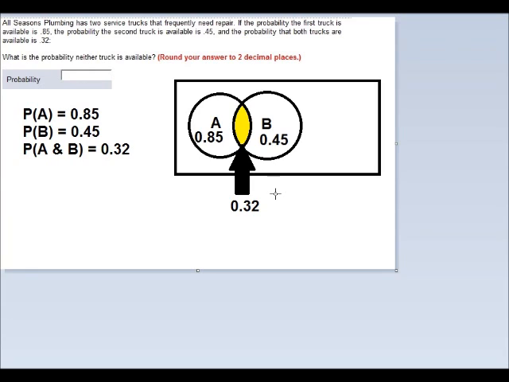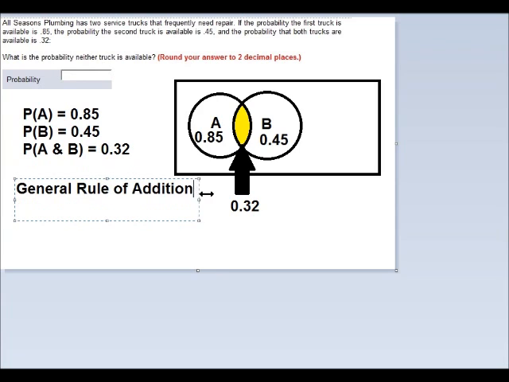An interesting little thing here is that when you have this overlap in your textbook, you're going to find that the formula your textbook is going to reference is called the general rule of addition. You have rules of multiplication as well, but let's just talk about the general rule of addition.